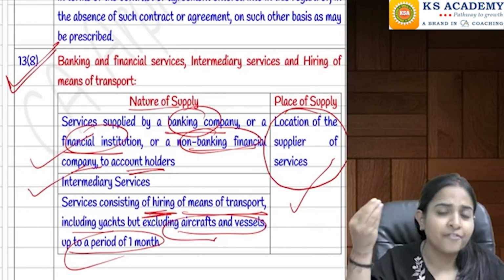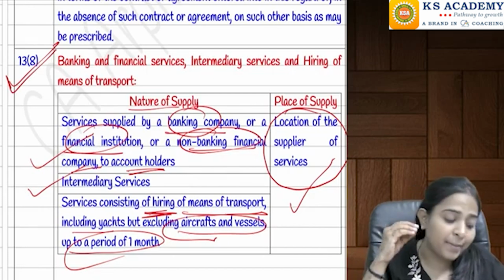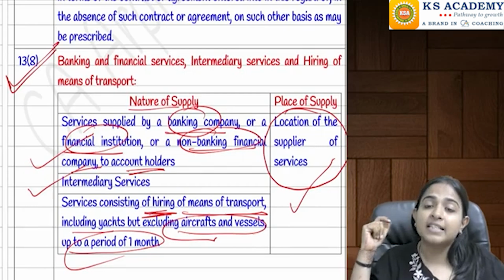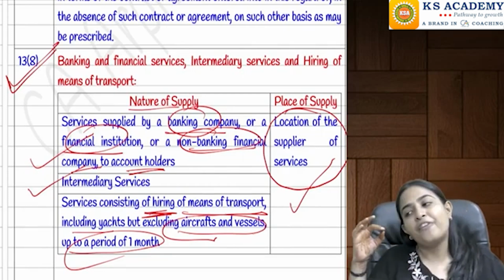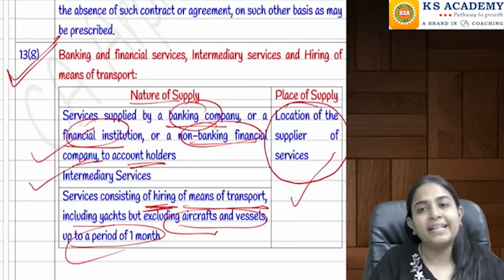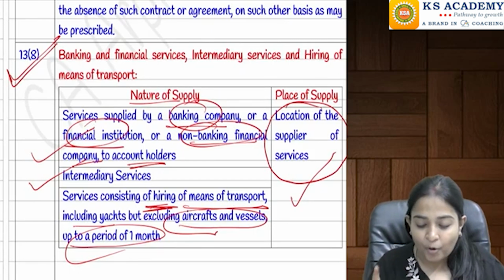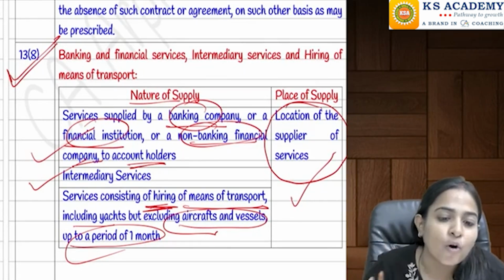So if there is a supply of banking services, financial services supplied by banks, financial institutions, NBFCs, etc., or there are any services supplied by intermediary, or if any services including hiring services. If any of these services are supplied, then the place of supply, very, very important, will be the location of supplier of service.